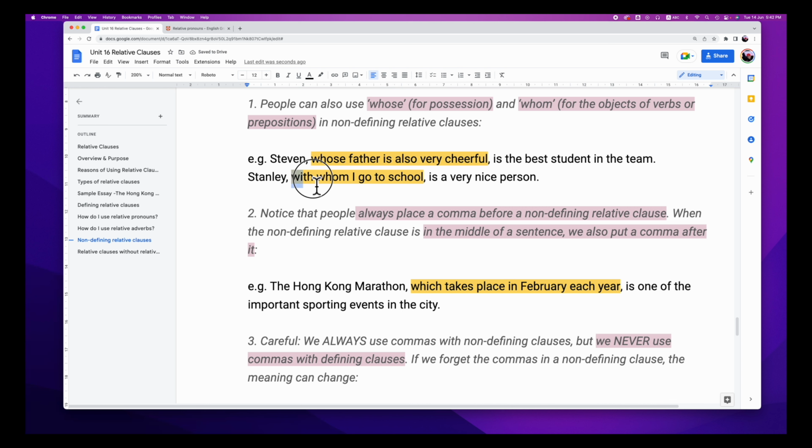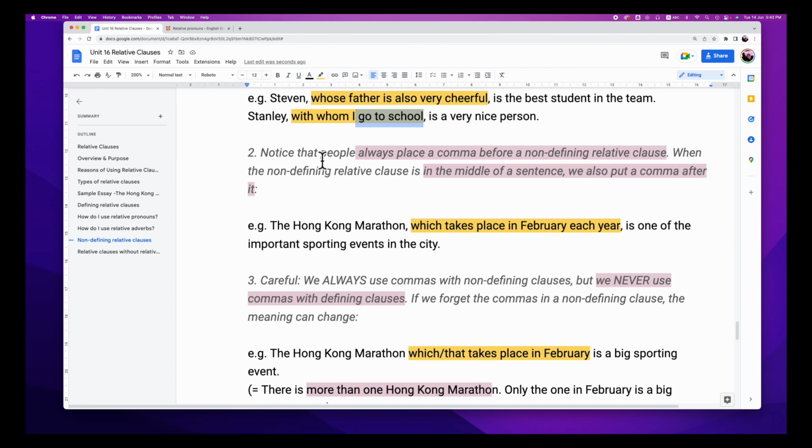Stanley, with whom I go to school, is a very nice person. So, I go to school with Stanley. So, with whom is actually what we mean by objects of verbs or prepositions. So you can see, when using non-defining relative clauses in a sentence, we use a comma. If the relative clause is in the middle of a sentence, at the beginning of the relative clause we have a comma, and at the end of it, we also put a comma.